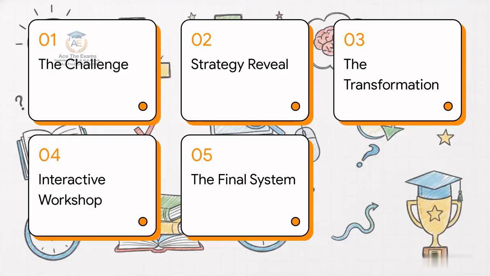Here is the race map for today's explainer. First, the challenge of the exam room. Second, the strategy reveal. Third, the transformation. Fourth, our interactive workshop. And finally, the ultimate system. All right, let's start our engines.